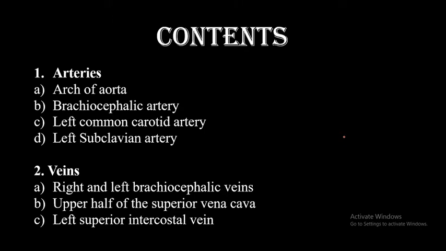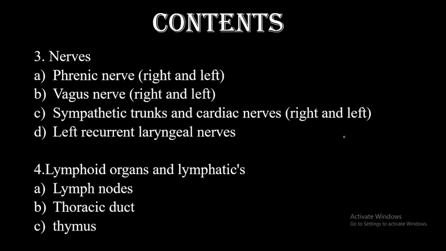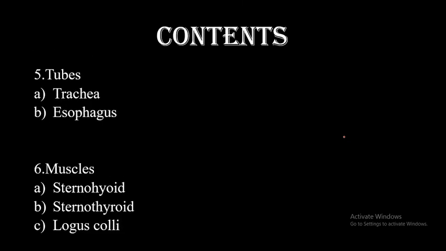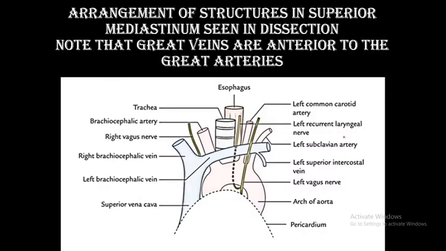First you have to write about the arteries which are present, then the veins which are present, then the nerves, lymphatic organs, tubes, and the muscles which are present within the superior mediastinum. Occasionally a diagram can be asked regarding the contents of the superior mediastinum.